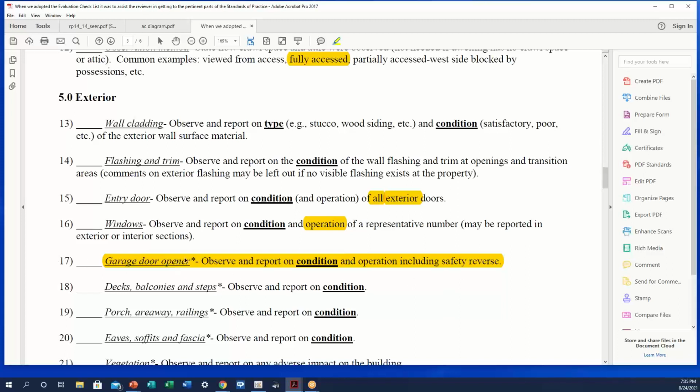Oh, so 17 has an asterisk. So if it doesn't have a garage door opener, you don't have to report on it. Well, I don't know if any house you have that has a garage. If it is a garage, it doesn't have an opener on it anymore. But whatever.